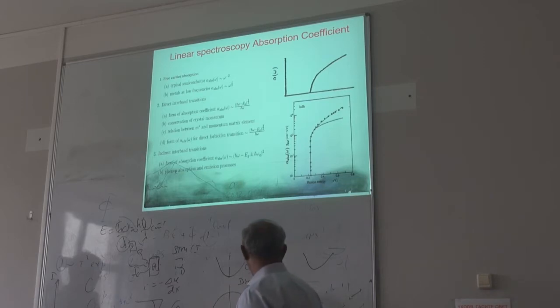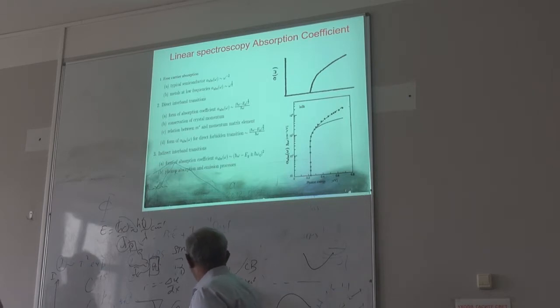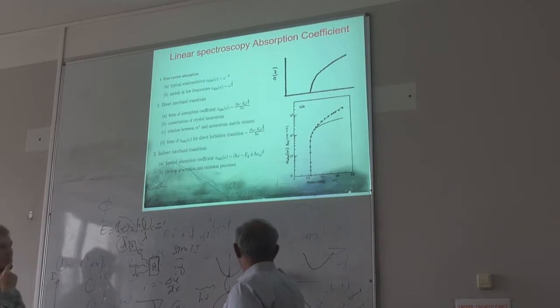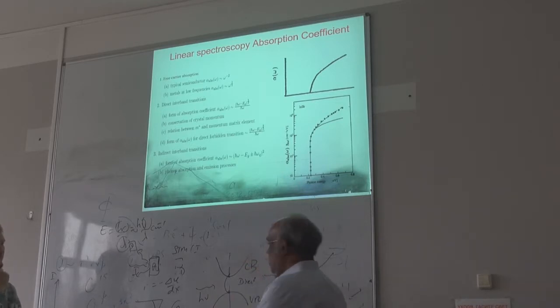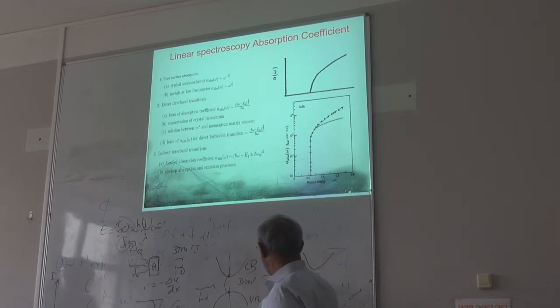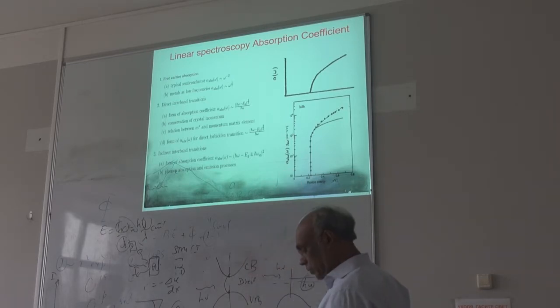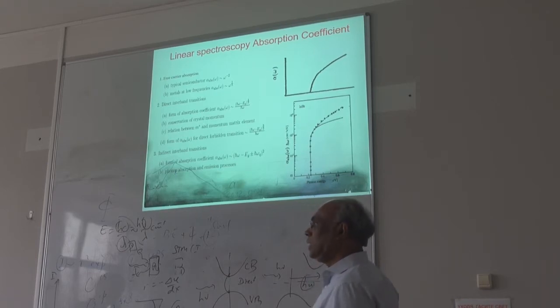In the direct case, if light comes in, the electron can go directly from here to here. But in the indirect case, if you have h nu, momentum also needs to be conserved. That means you need another contribution, which we call a phonon. So you can directly tell from the UV spectrometer whether this is a direct or indirect band gap.